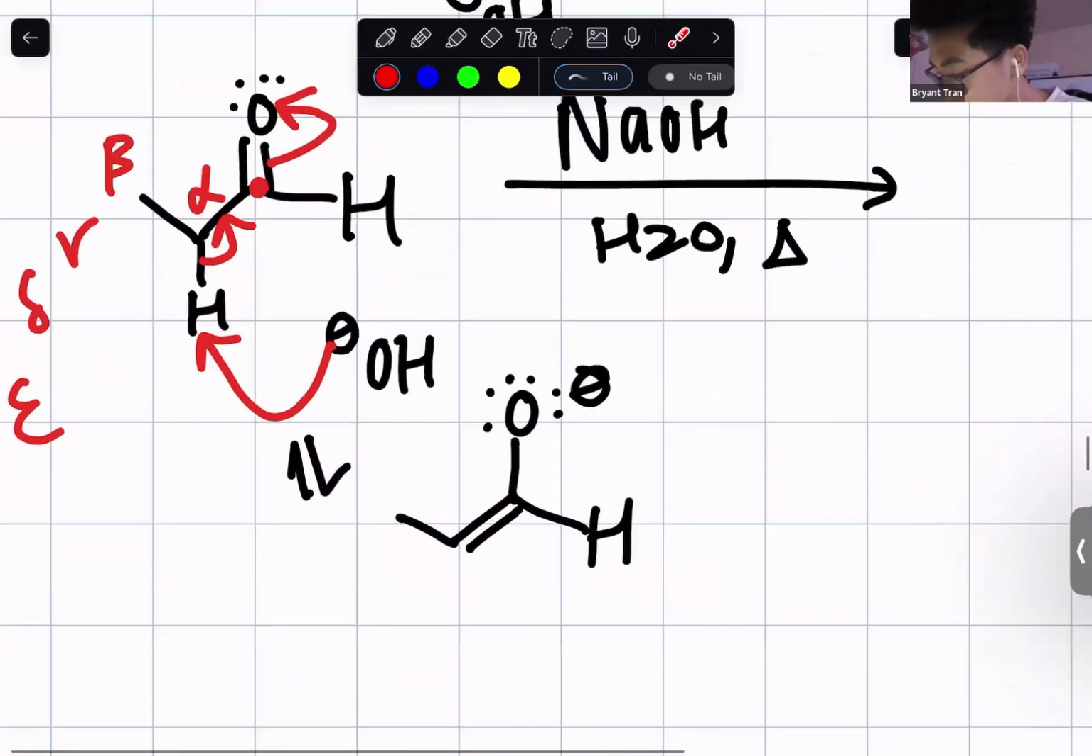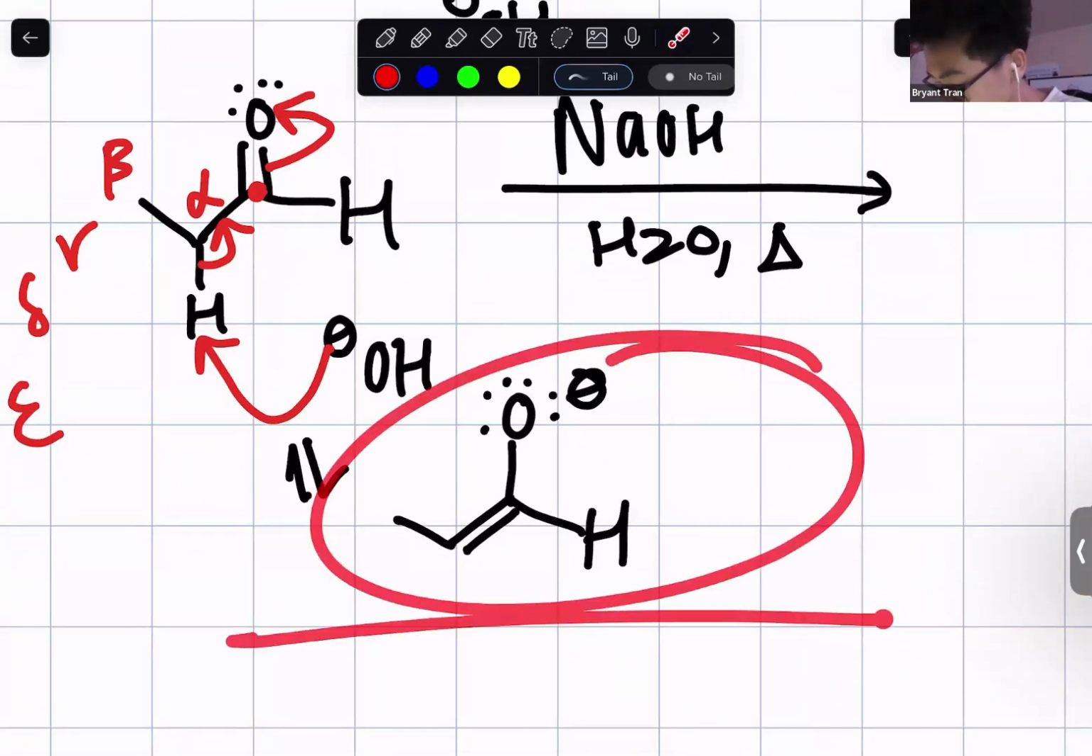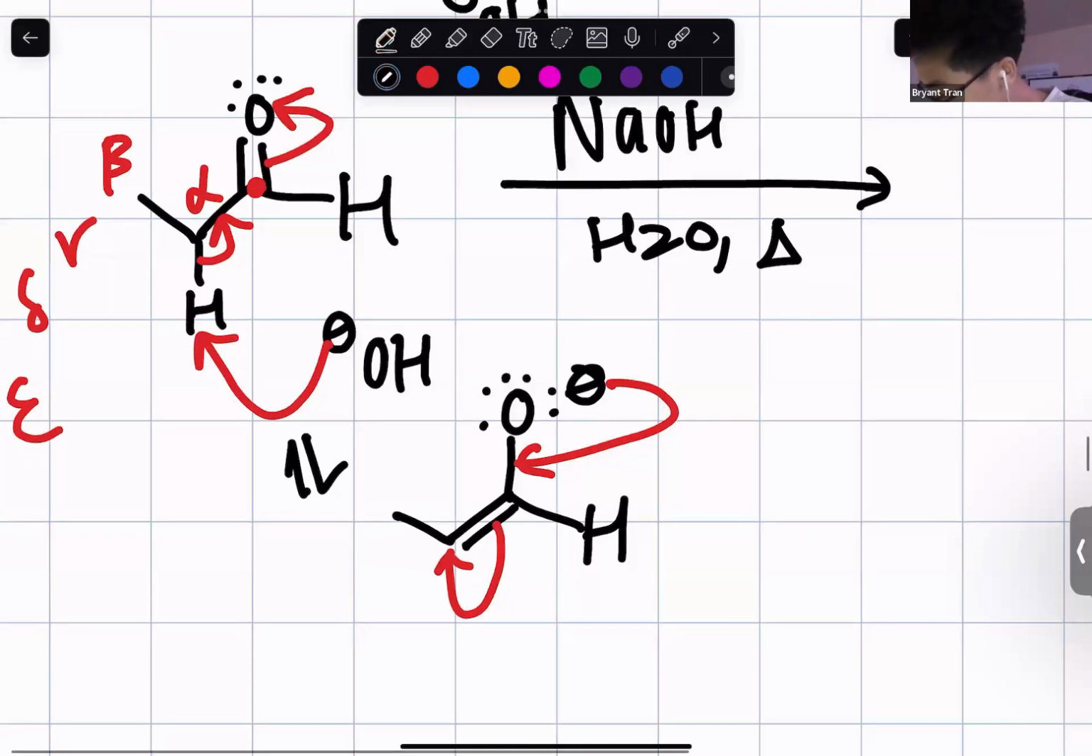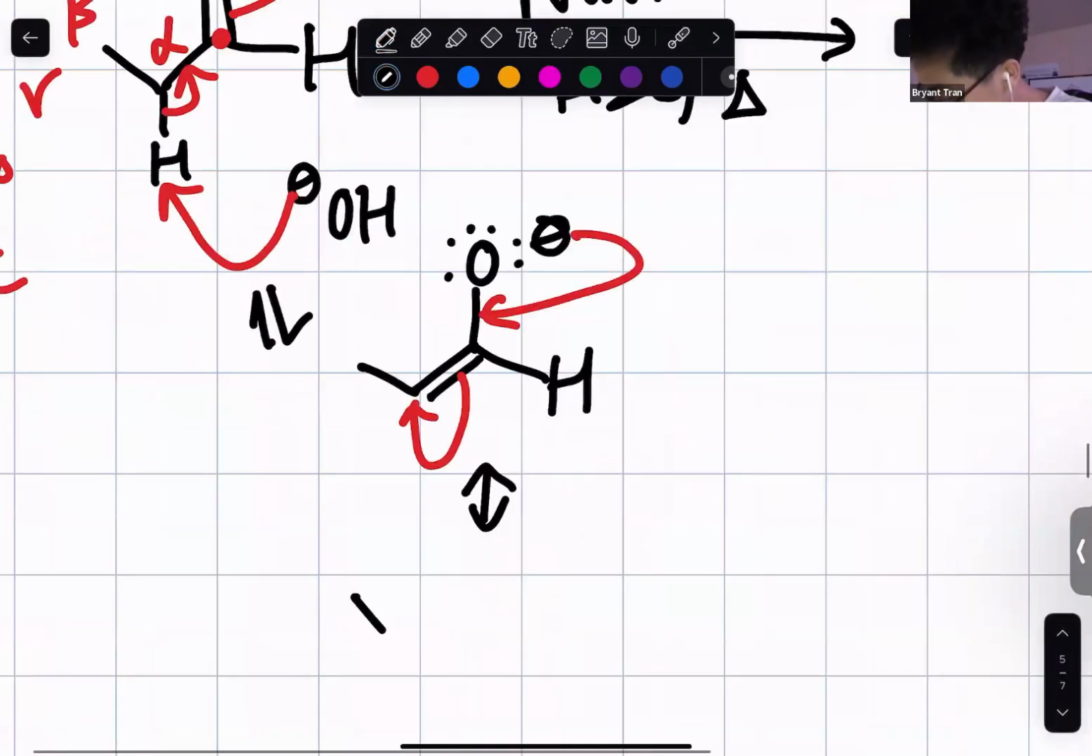And we see that this conjugate base is relatively stable because it can do resonance. This O minus can go down, and let me draw that out like this. It can form the carbonyl again and push this double bond onto the carbon, giving us this resonance structure right here.